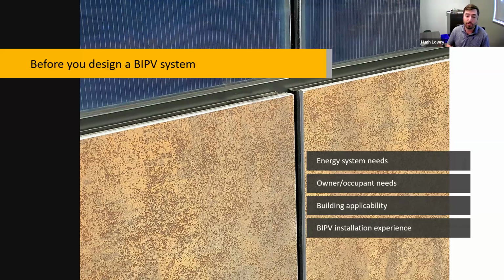You have to look at the building's applicability. Like, what kind of system makes the most sense there? Is it a building where a rain screen makes sense? Does a curtain wall make sense? Things of that nature. And then finally, you really have to be sure you're working with experienced professionals within the field. This is a relatively new niche field, so you have to make sure the design, installation, and maintenance of the system is being performed by people that have experience with these types of systems.